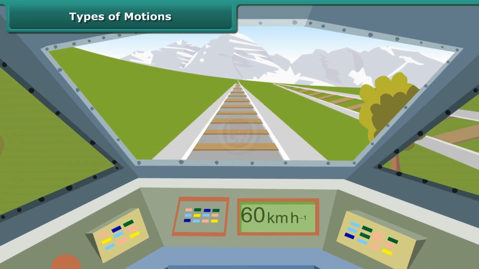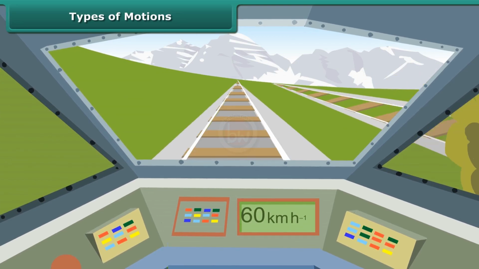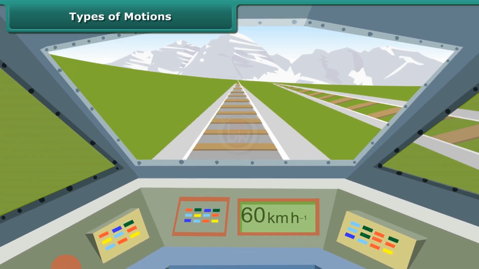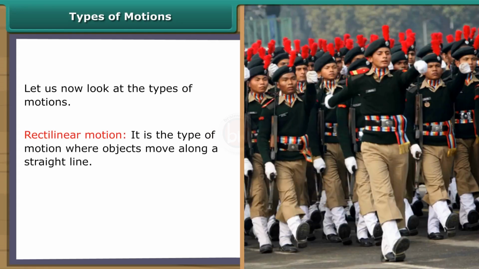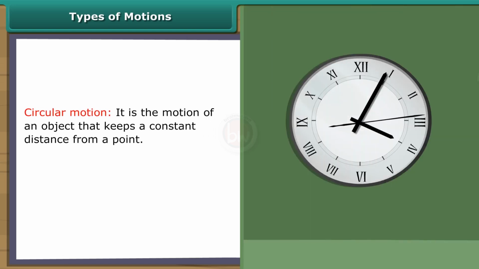Types of motions. As you know, motion is the change in position of an object with time. The change in its position can be determined through distance measurements. Let us look at the types of motions. Rectilinear motion. It is the type of motion in which objects move along a straight line. For example, march past of soldiers in a parade. Circular motion. It is the motion of an object that keeps a constant distance from a point. For example, hands of a clock.